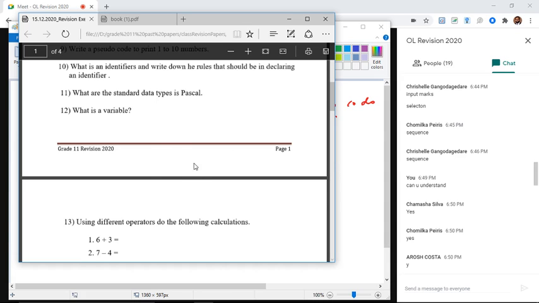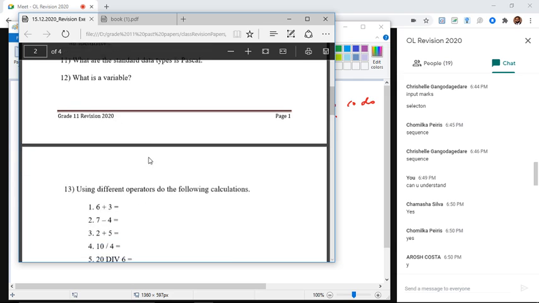What is a variable? It is a memory location. With the help of the identifier, with the help of the variable name, we can identify that. And the variable has a specific data type.